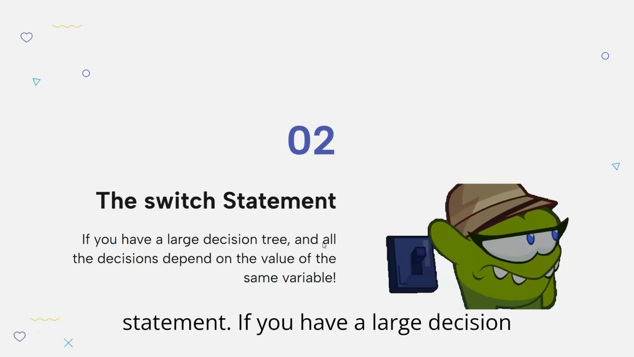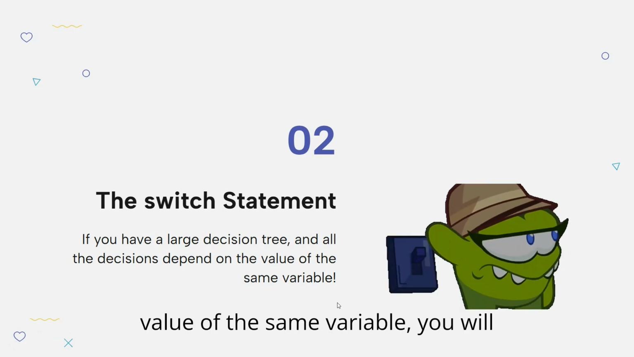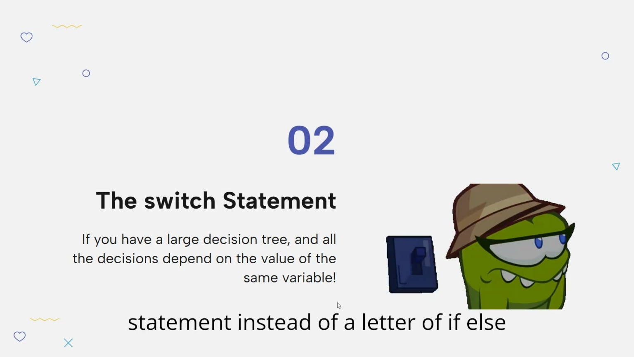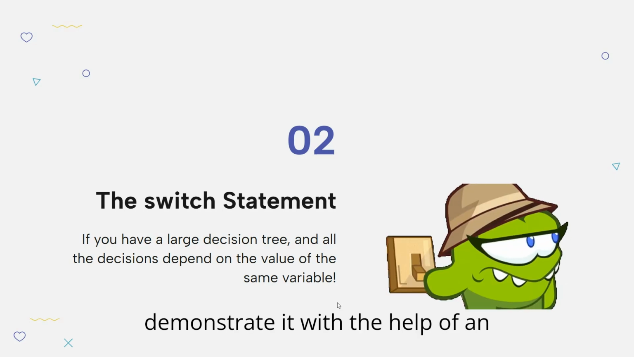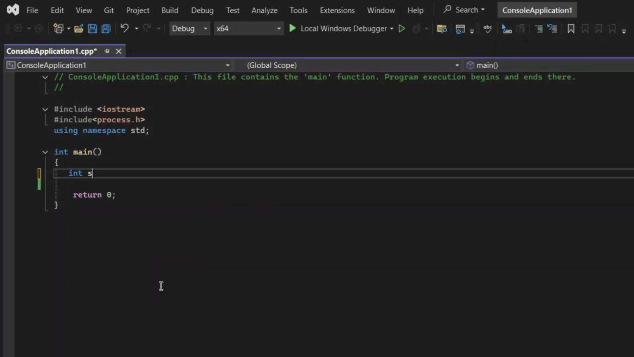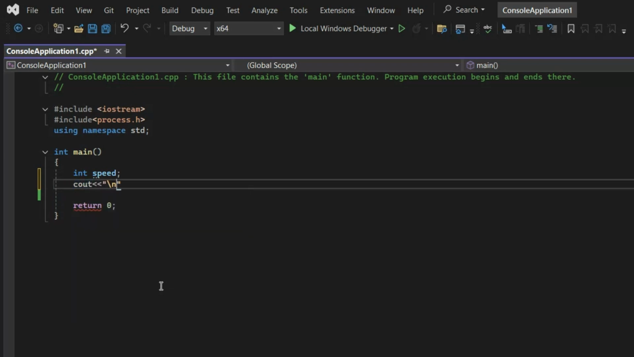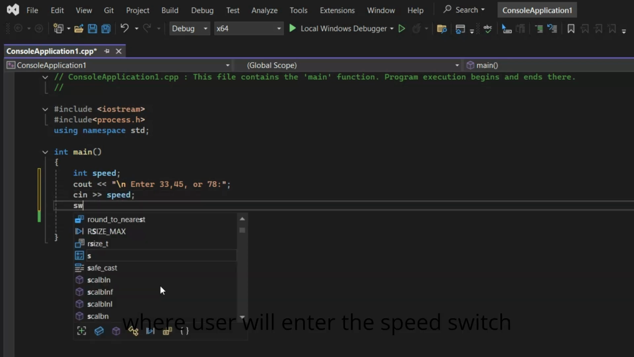If you have a large decision tree and all the decisions depend on the value of the same variable, you will probably want to consider a switch statement instead of a ladder of if-else or else-if constructions. Let's demonstrate it with the help of an example. Initialize speed. cout enter 33, 45 or 78. We are entering speed. cin speed, where the user will enter the speed.